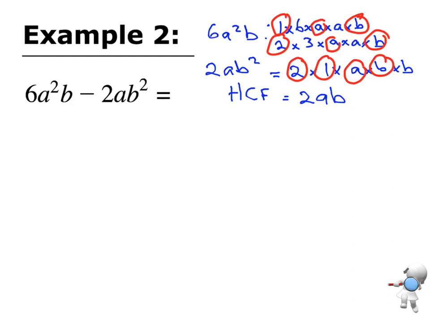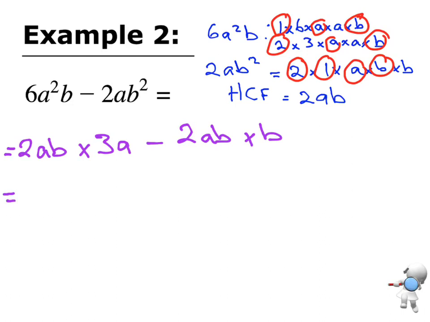So let's think about now how we would factorize that. So I'm going to write 6a squared b as 2ab times other stuff. So 6 is the same as 2 times 3. A squared is the same as a times a, and I've already got the b dealt with. Take away 2ab times, so the 2 has been dealt with, the a has been dealt with, the b has been dealt with, and then I've got a squared, so I've got an a left over.